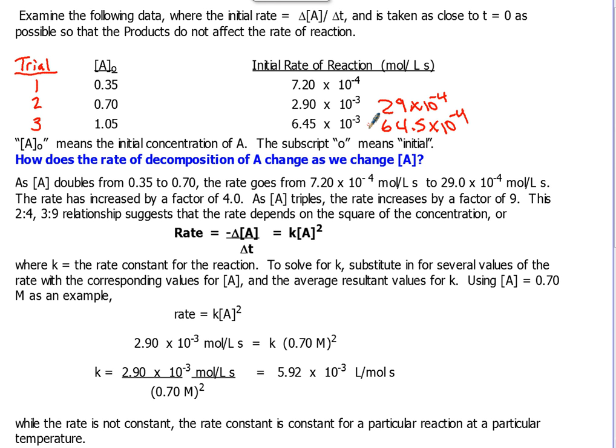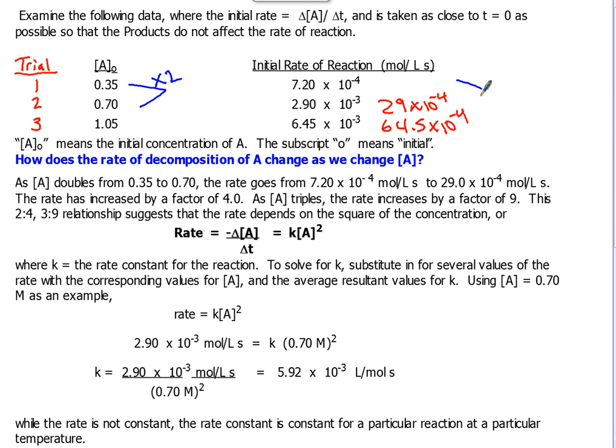That is not always the case. You do have to look at the data and figure it out. Now we're going to take it a step further. We're going to try to figure out what is the impact. So if you compare these two, what has happened to the concentration? Compare trial 1 to trial 2, the concentration has been increased by a factor of 2. It's 2 times greater. So they've doubled the concentration.